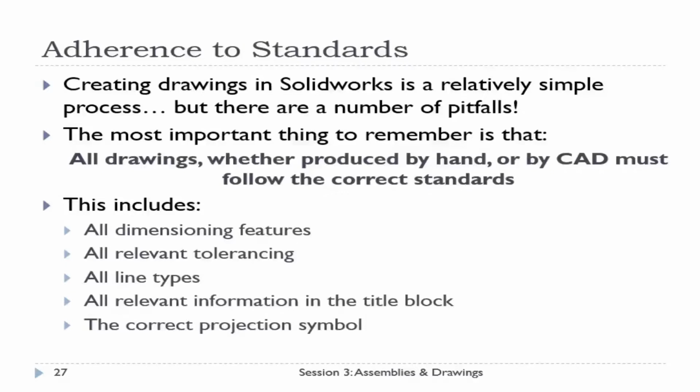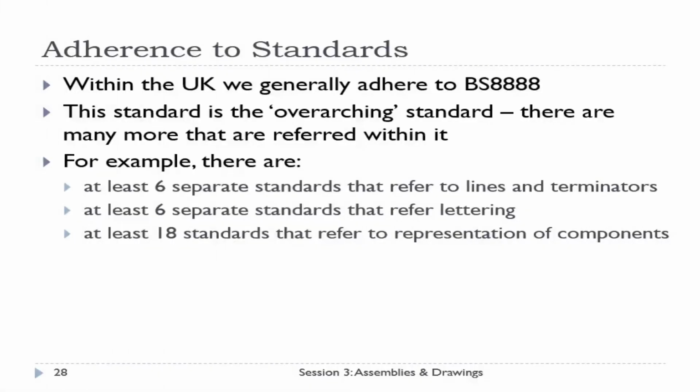So in a drawing, all dimensions should be included to clearly size all the features, and we must also show the relevant tolerancing. We must ensure that we use the correct line types. We should show all the relevant information in the title block, whatever the information or additional information that we need to share. And we should also use the correct projection symbol.